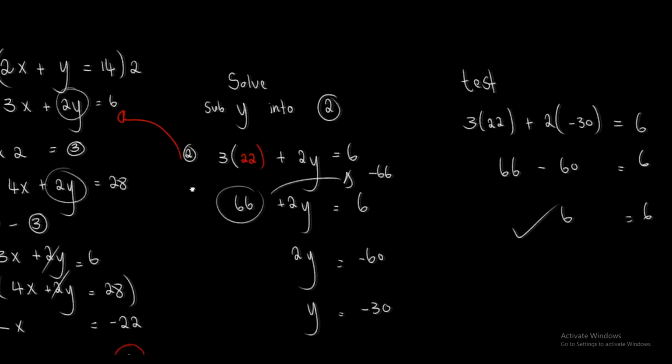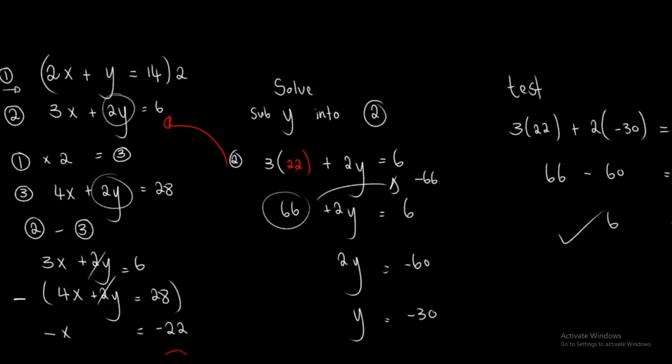So all we want to do with these types of equations is create the same variable, either x or y. If we do that, we can either subtract or add them. Then we can solve one variable. In this case, I solved x to find y. In other cases, you might want to solve y to find x.